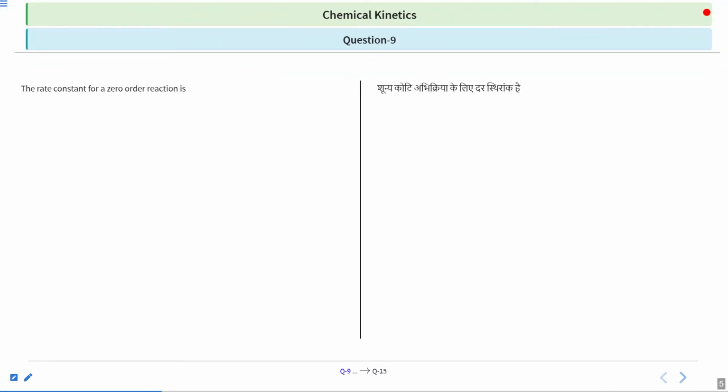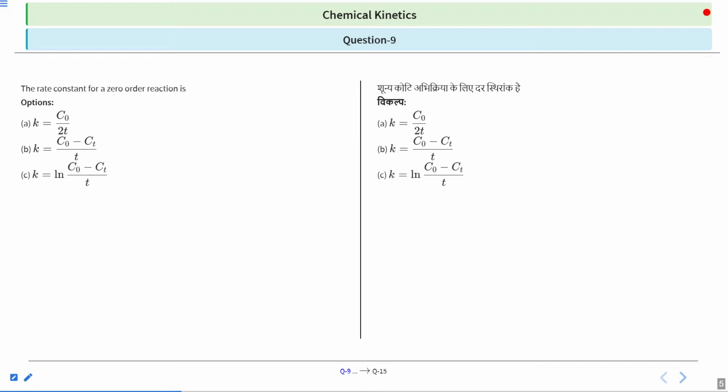The question says that the rate constant of a zero order reaction is: A, k is equals to C naught by 2t; B, k is equals to C naught minus Ct by t; C, k is equals to ln C naught minus Ct by t; and D, k is equals to C naught by t. So basically you have to tell what will be the formula for k. It is obviously from the integrated rate law. You have to directly put that equation and you will easily get it. So you have 30 seconds to solve this question. Your time starts now.